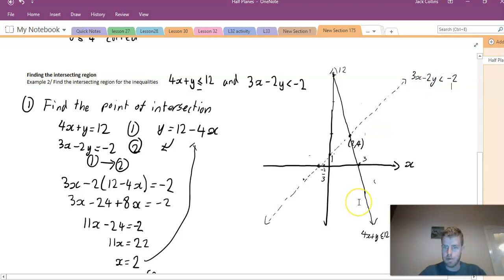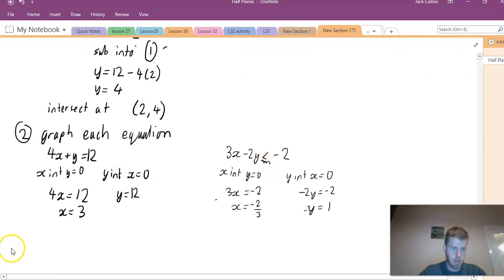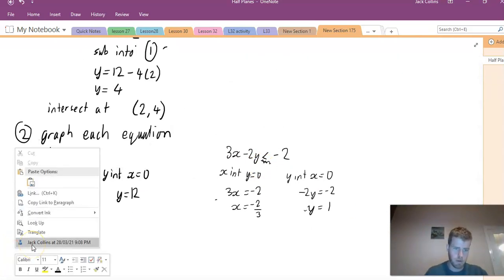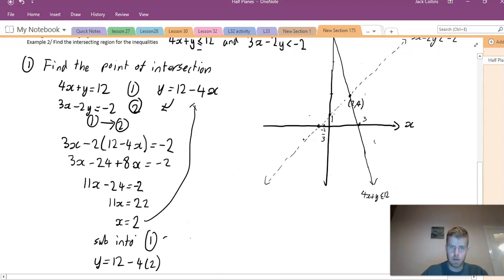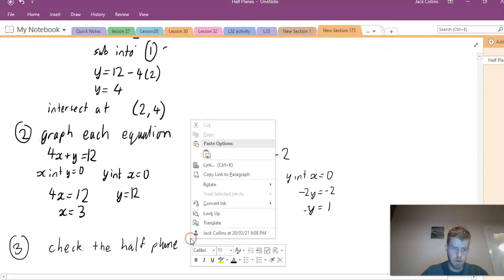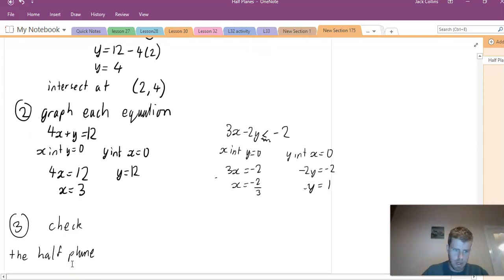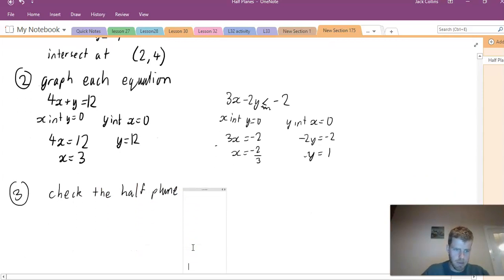So the last step is to check the half plane for each of these inequalities. So it's quite a long process, but if you go step by step, you should be fine. Check the half plane. So for 4x plus y is equal to or less than 12, we could check the point 0, 0 once again. So notice I always pick quite an easy substitution to make it as easy for myself as possible.